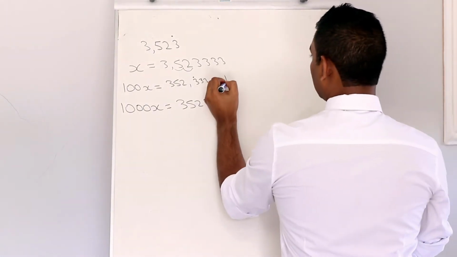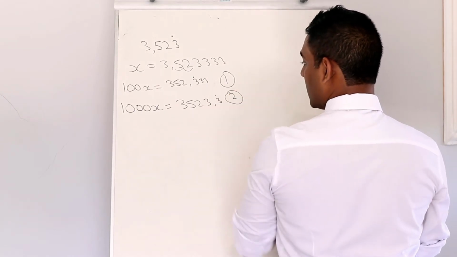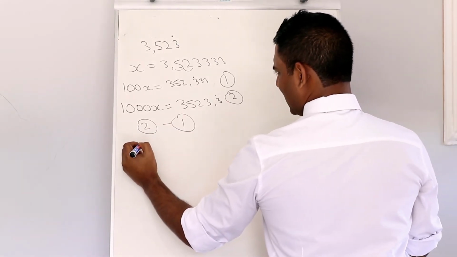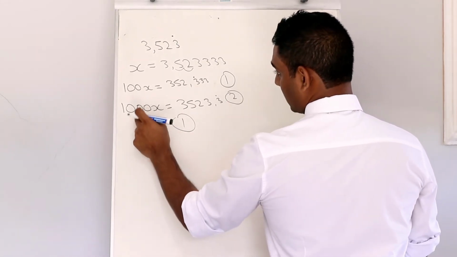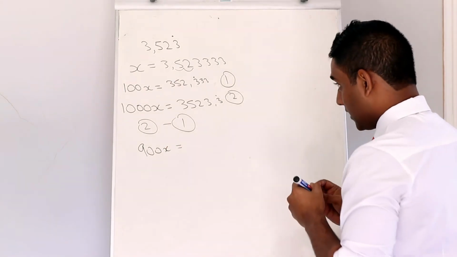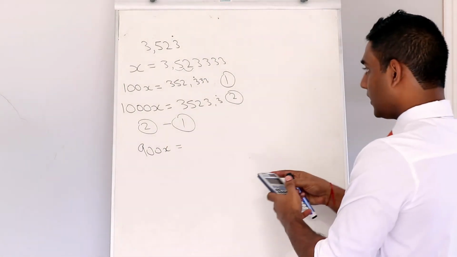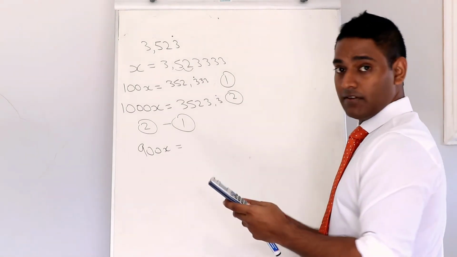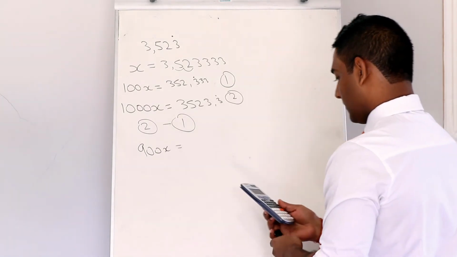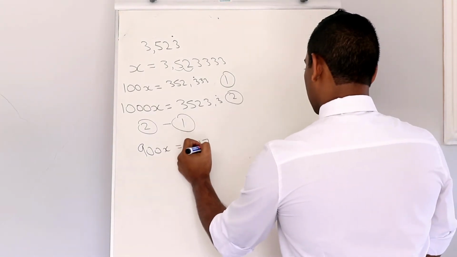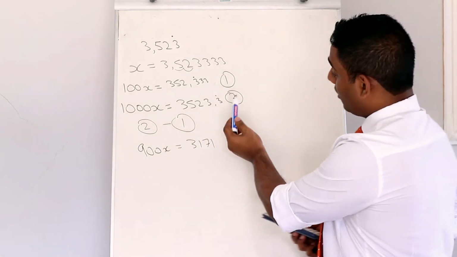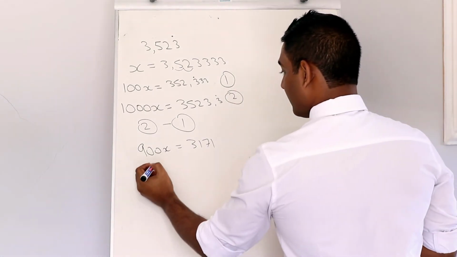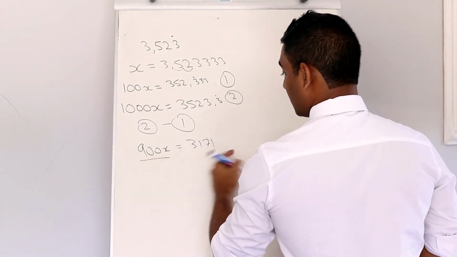So now I'll label it equation 1 and equation 2. In order to solve, I'll just go 2 minus 1, which will give me 900x, because 1,000 minus 100. And let's maybe employ the use of a calculator. 3523.3 recurring minus 352.3 recurring will give me 3171. Because the recurring decimal on equation 2 will cancel out the recurring decimal on equation 1. So I'm left with 900x is equal to 3171.